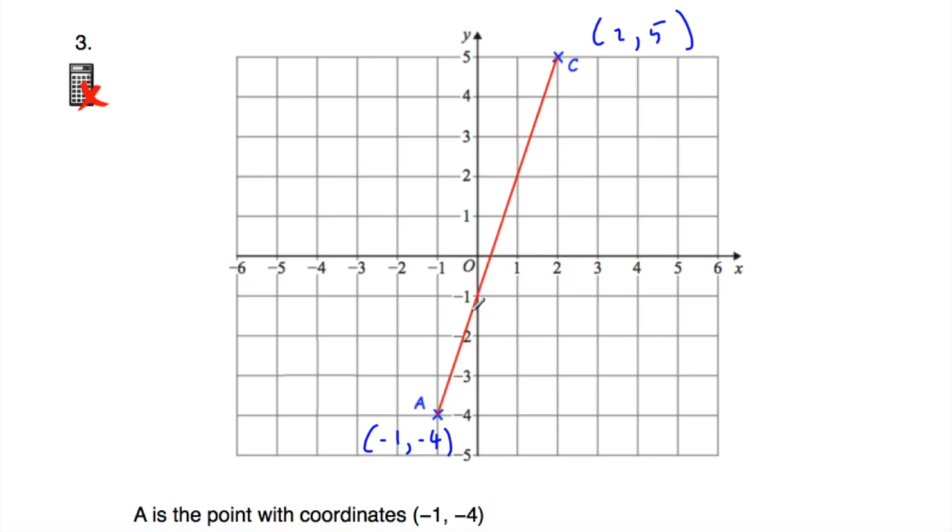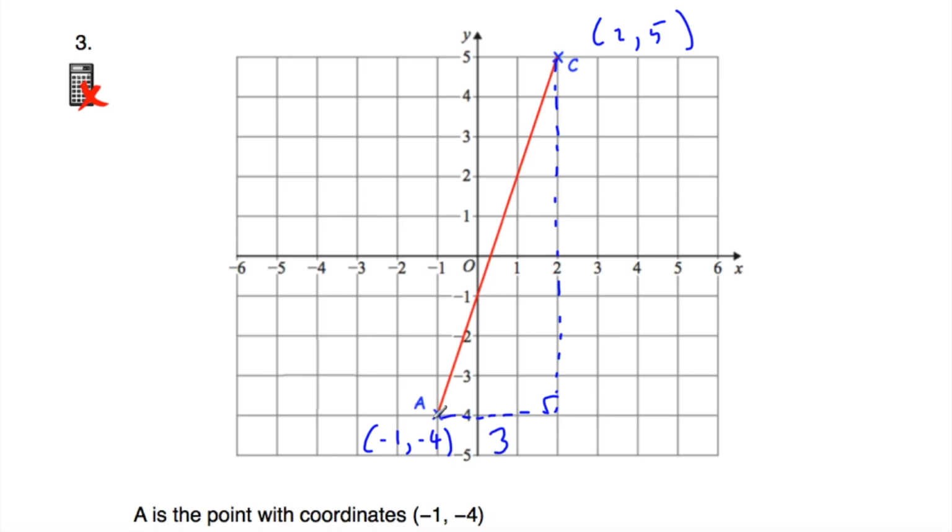So if we want to find the gradient of that line, I probably would make a little right angle triangle. So I'd go across and up, and I'm going to choose the points A and C because they've been given to us and they're on the line, obviously. So it's a right angle triangle. And then let's write down the run and the rise. So in terms of the run, we're going from -1 across to 2. So the run would be 3.